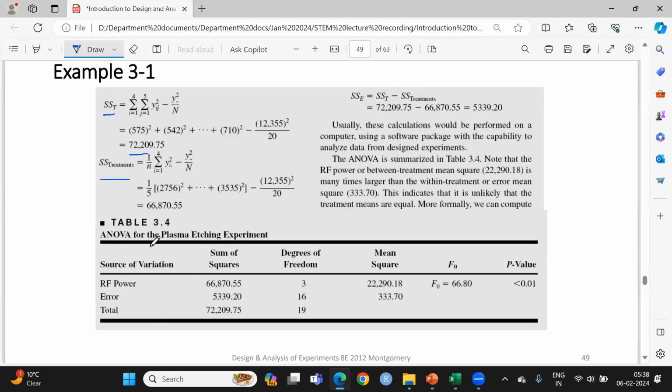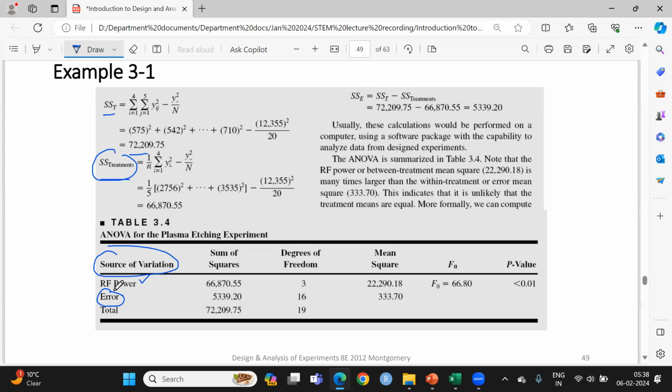First we write down the source of variability, in which we write down how much variability is coming from the treatment group, the sum of squares of treatment. That's why we write down whatever treatment we have. So we have four levels of treatment, that is RF power. The next is the sum of squares of error. That means the source of variability that is coming from the error term.